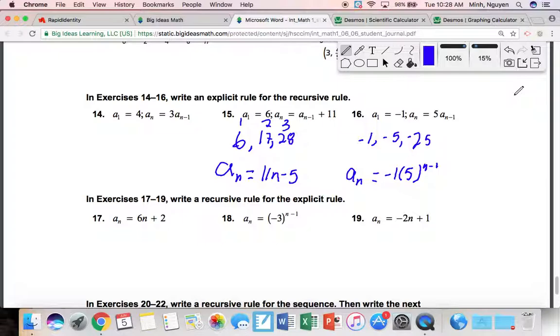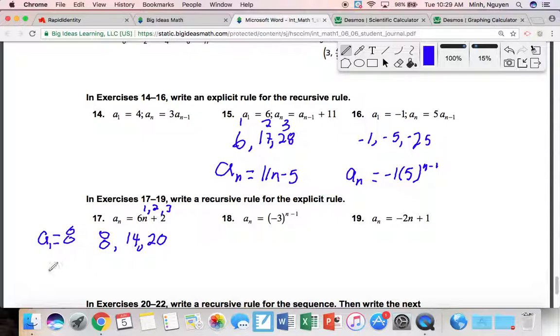Again, I'm going to sequence these out first before I do any explicit rules. So let's plug in 1. 6 times 1 is 6. 6 plus 2 is 8. Now we're going to do 2. 6 times 2 is 12. 12 plus 2 is 14. And lastly, we're going to do 3. 6 times 3 is 18. Plus 2 is 20. So our a of 1, the first term, is 8.